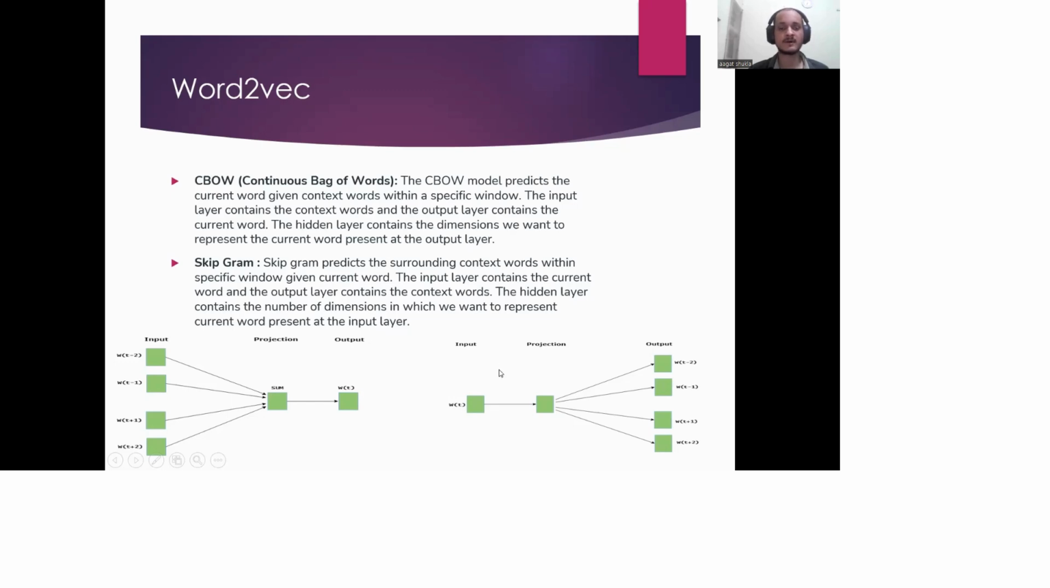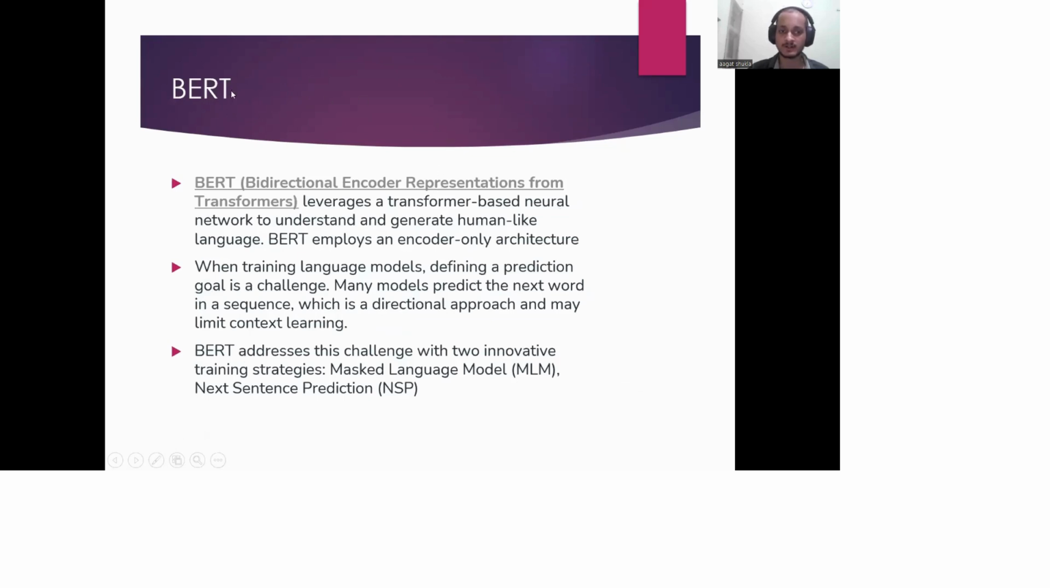Now, Word2Vec was a good approach ideally, but it was failing where I required a large amount of context to be carried along. So we came up with another idea, that was BERT. BERT stands for Bidirectional Encoder Representations from Transformers. It leverages a transformer-based neural network to understand and generate human-like language, but employs only an encoder-only architecture. While training BERT, there were two specific tasks for which BERT was trained.